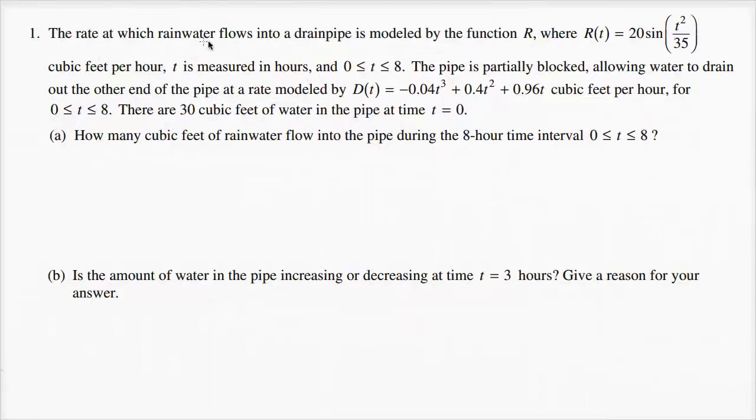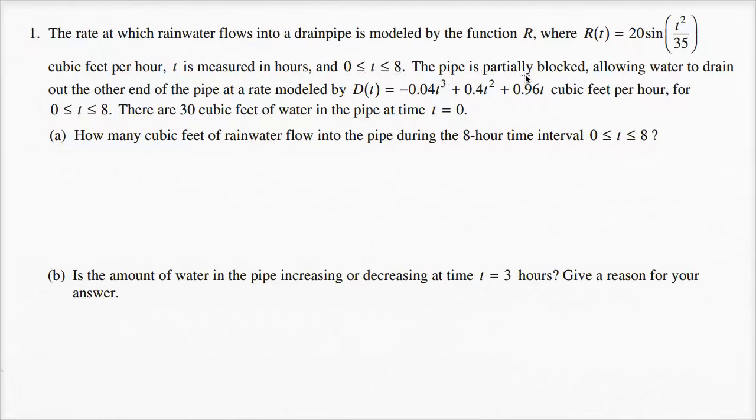The rate at which rainwater flows into a drain pipe is modeled by the function r, where r of t is equal to 20 sine of t squared over 35 cubic feet per hour. T is measured in hours, and 0 is less than or equal to t, which is less than or equal to 8, so t is going to go between 0 and 8.